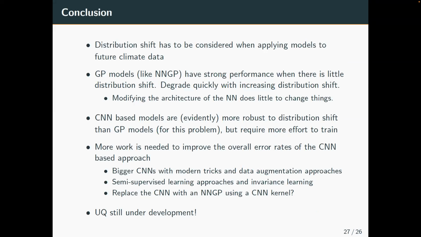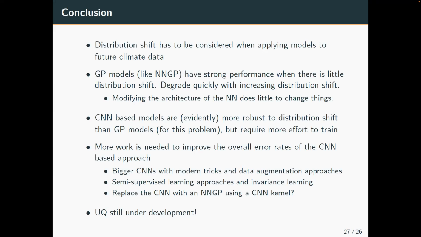Okay, so there's still a lot of work here, but this is what I wanted to show you that we have today. In conclusion, distribution shift is very much a fundamental problem in climate science, something that you absolutely have to solve. You need to consider this before applying any model to future climate data.